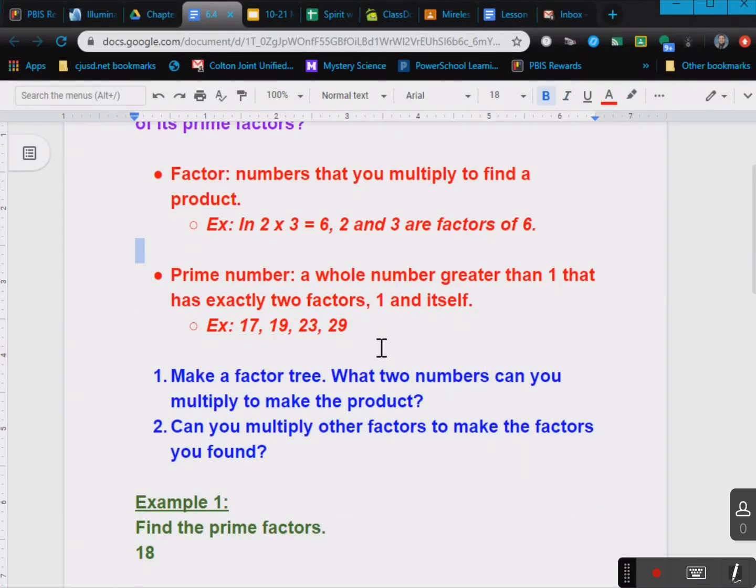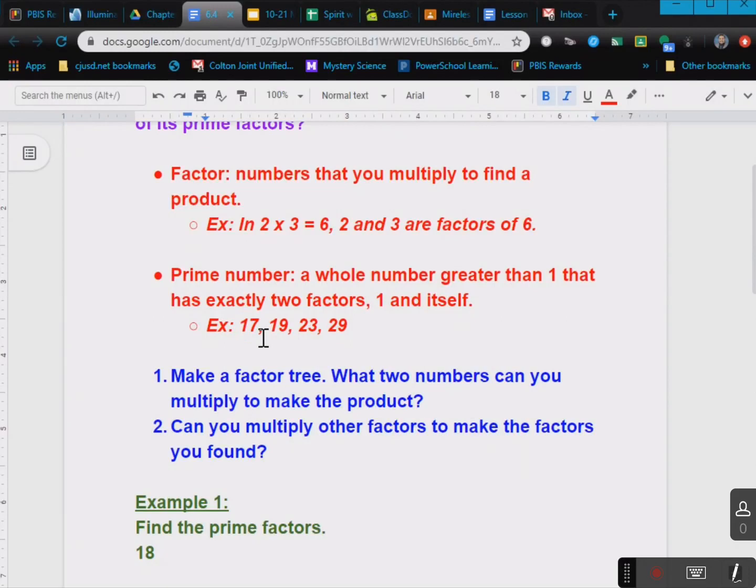Okay? And then the other vocab is prime number. This is a whole number greater than 1 that has exactly 2 factors, 1 and itself. In other words, this number can only be multiplied by itself and 1. There are no other numbers that can go into it evenly. So like for the number 17, the only thing that you can make to multiply 17 is 1 times 17. You can't do 2 times anything, 3 times anything, 4 times anything. Try it. There's nothing else you can multiply. It's either 1 and 17.